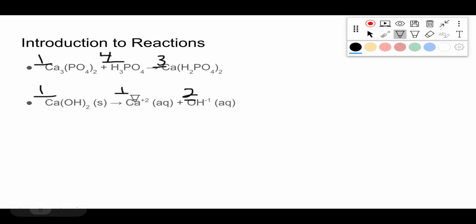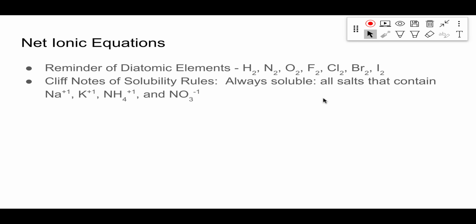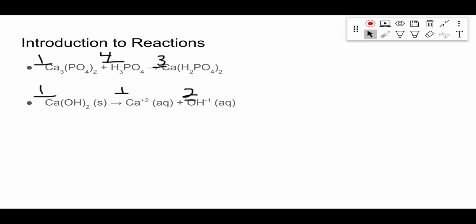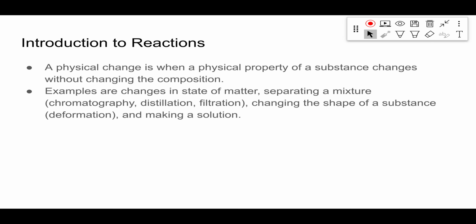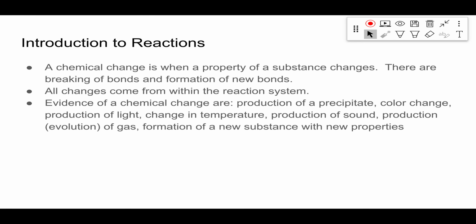AP loves making us draw things from the particle perspective. So these coefficients often will be used to draw out pictures of what's happening when we dissolve things. AP has us do lots of different things with balanced equations. You want to be sure that you're pretty comfortable with balancing. So that's where we're going to stop for today. With this section, it's really just about those basic types of equations. Can you balance, and can you identify if something is a physical or a chemical change?